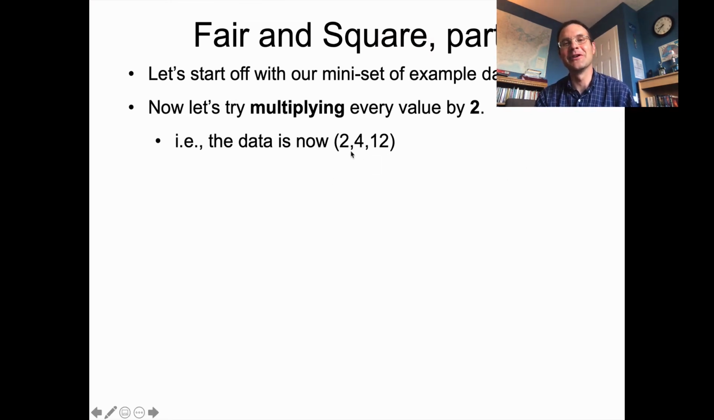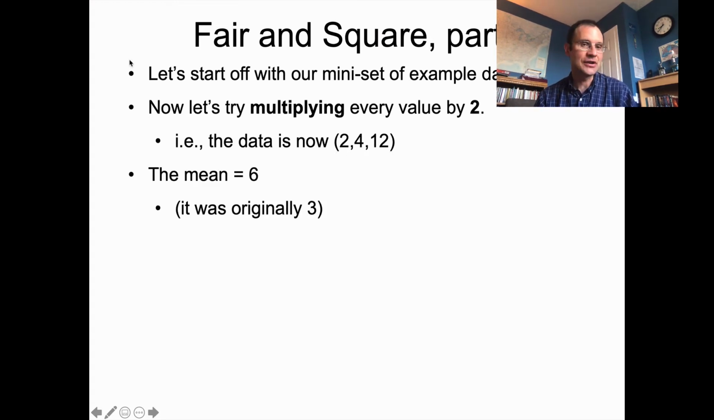2 plus 4 plus 12, that's 6, plus 12, that's 18, divided by 3 is 6, right? So that's nice. We started out with a mean of 3. Now we doubled every value. We're going to get a doubled value of the mean too. It's going to go from 3 to 6. So that kind of makes sense. But what happens when we look at the standard deviation now?